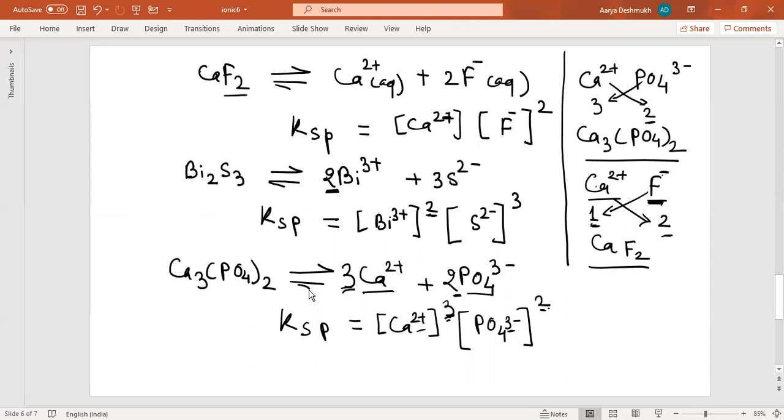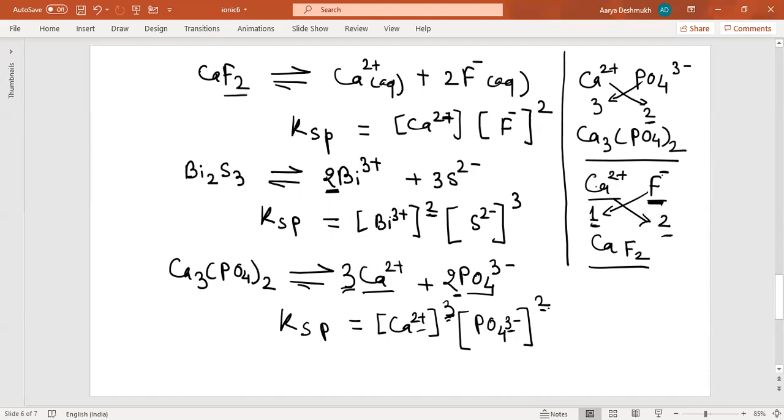Calcium phosphate here: thrice Ca2 plus and twice PO4 3 minus. So the solubility product for this will be calcium 2 plus raised to 3. This 3 is the stoichiometric coefficient, and this is the stoichiometric coefficient for phosphate ions. I hope you know how to formulate the molecular formula for the salt. This is just the standard concept from 8th-9th standard; we do the cross multiplication and all. This is already known to you, so I won't be talking much about this.